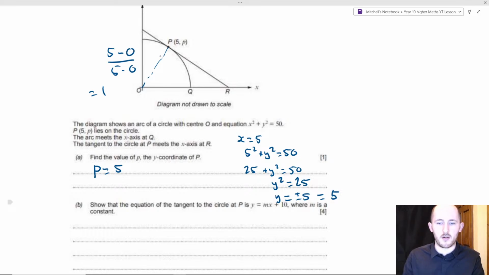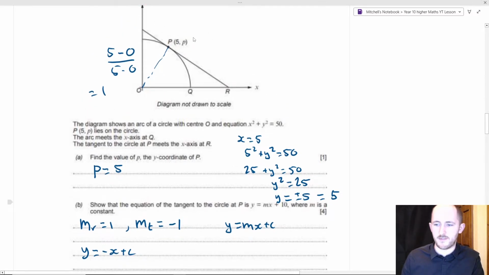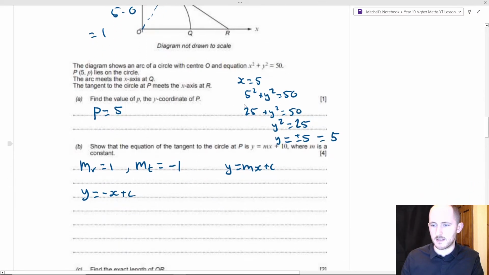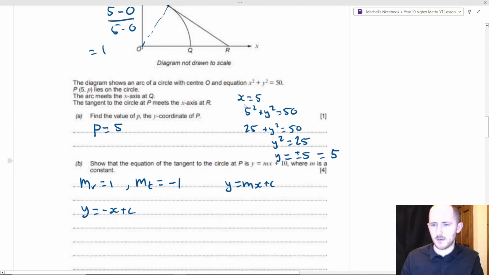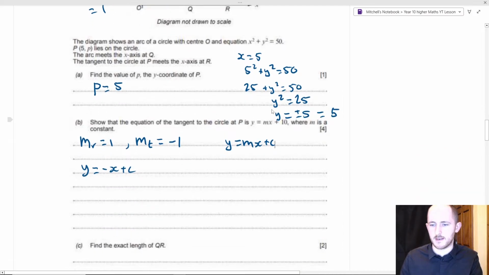We now know the gradient of the tangent, right? So the gradient of the radius is equal to 1. So the gradient of the tangent is going to be minus 1 over 1, so it's going to be minus 1. Okay. So we have y is equal to minus x plus c, because again, don't forget our normal equation is mx plus c. The coordinate we have is 5 and 5. So we can use that to work out what the equation of the tangent is, have I? Yeah, which would give you 10 in that case.